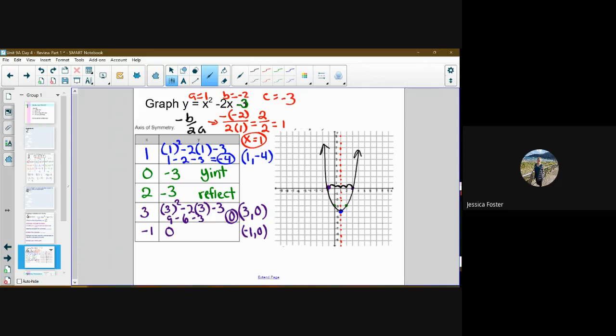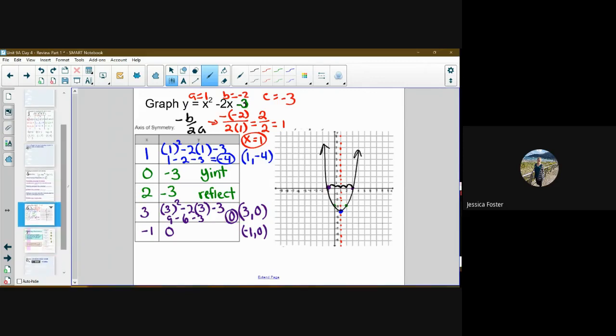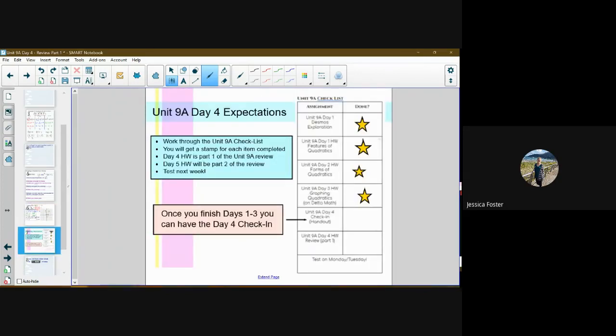Good job. All right, now like I said, I'm going to talk to you about the expectations for today. It looks a little bit different because we are doing a checkup, catch-up day to get you ready for a Unit 9A test that's going to be next week. So when we're looking at this here, you'll notice a couple of things that have been attached to Google Classroom.